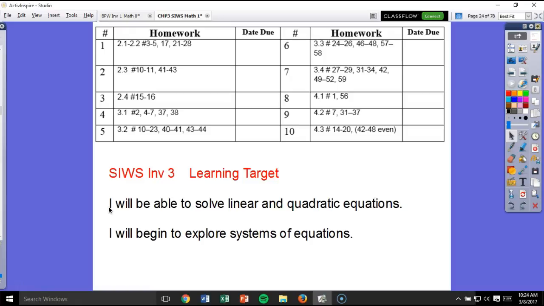Our learning targets for Investigation 3 are that we'll be able to solve linear and quadratic equations, and that we'll begin to explore systems of equations. Our ACES questions for 3.1 are numbers 2, 4 through 7, and 37 and 38.